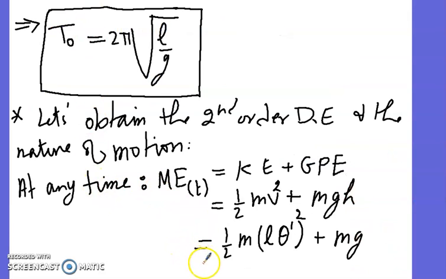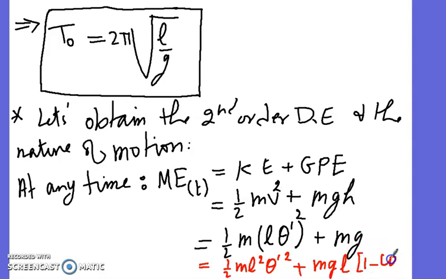We get half m L squared theta prime squared plus mg L into 1 minus cosine theta. This is the expression of the mechanical energy of the simple pendulum at any instant, any time. If we want to obtain the differential equation, we have to make the derivative of this equation.